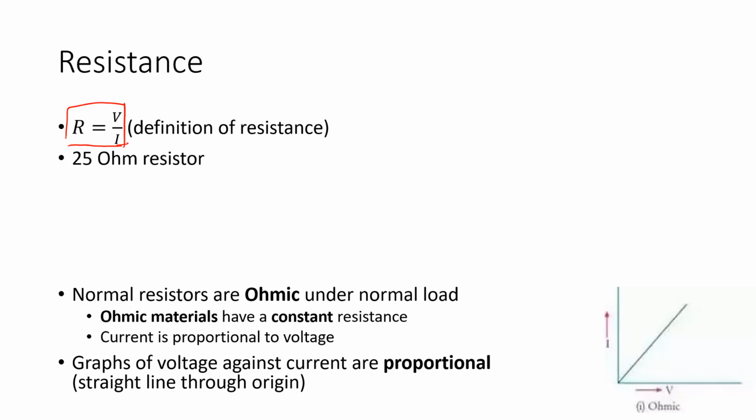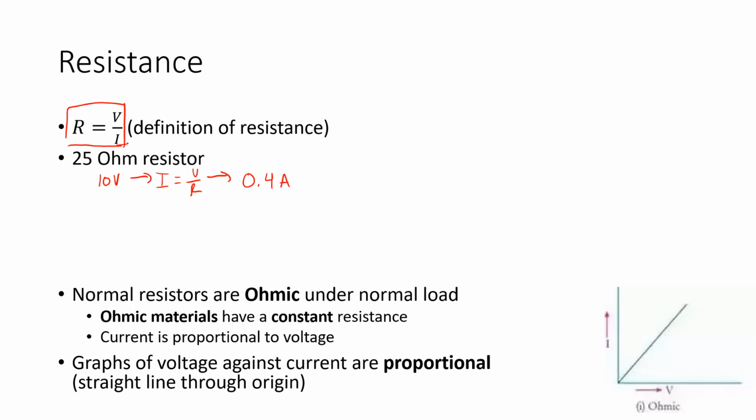So if we think about a 25 ohm resistor, what that actually means is that the ratio of voltage over current is 25 ohms. So let's say I have 10 volts of voltage across that resistor. Well, how much current is that going to be? Well, I can just use I equals V over R. You can figure it out. Let's see, 10 over 25. We're going to get 0.4 amperes of current.